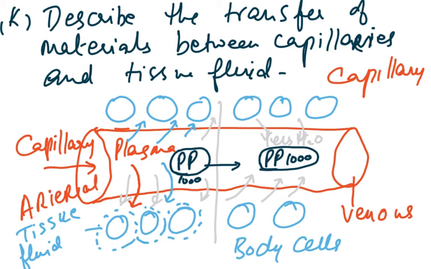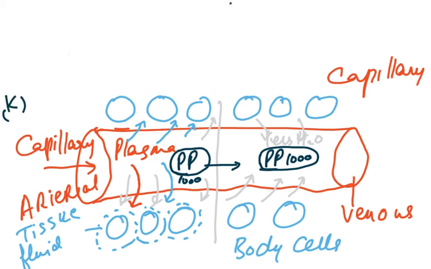So tissue fluid is being formed here, and then the water and the dissolved substances move back into the capillary on the venous side. So most of the water moves back, but then there is some which does not move back. Now the water which does not move back has to go by an alternative path, and that alternative path is that of the lymph vessels.